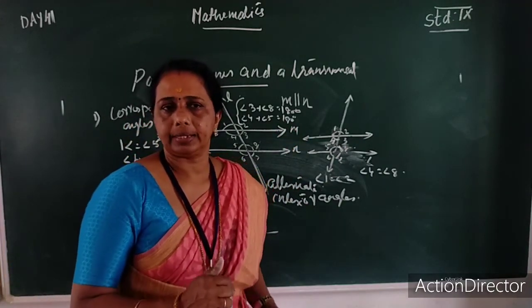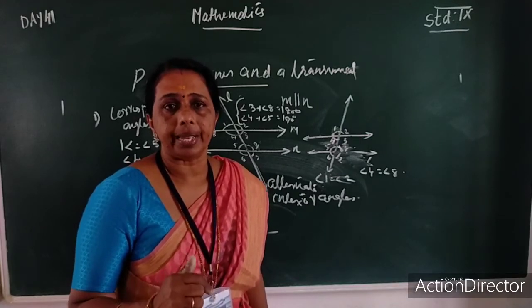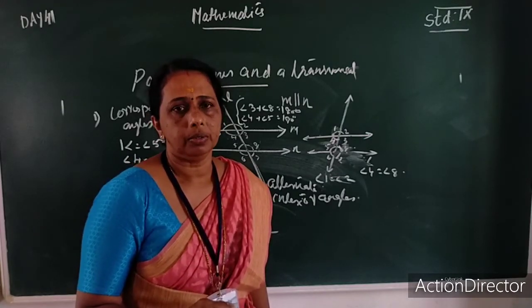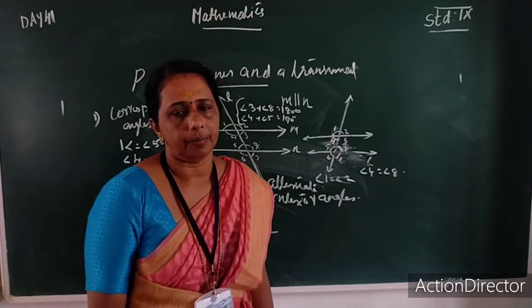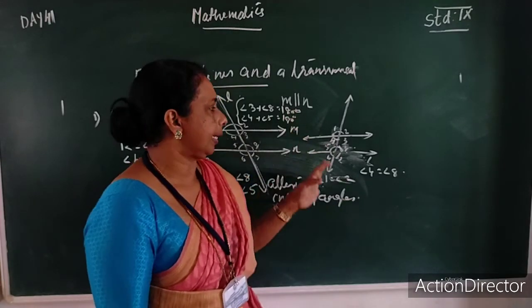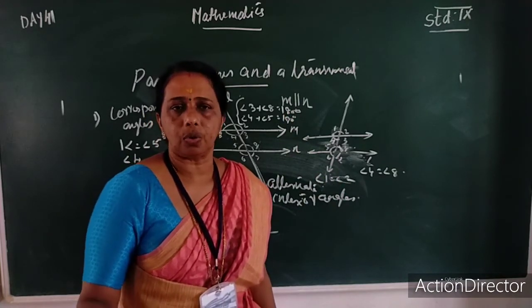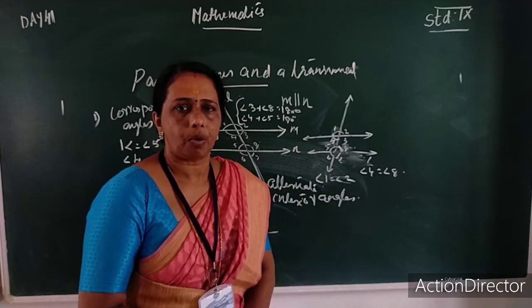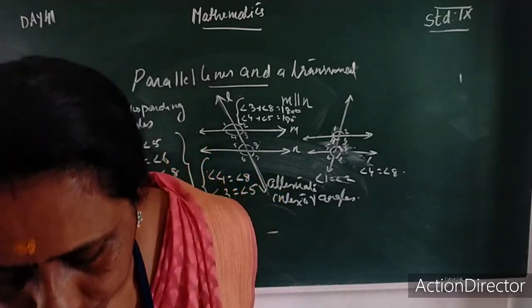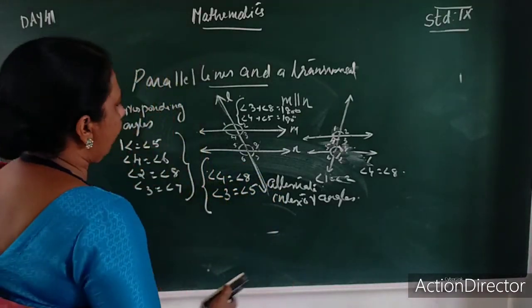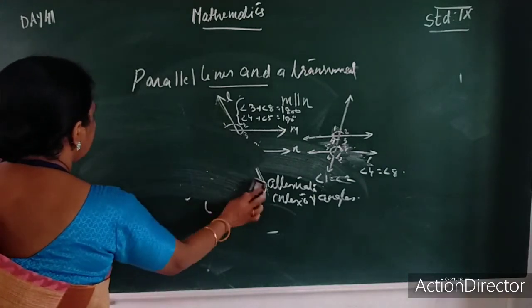These are the axioms and theorems based on when two parallels are intersected by a transversal. Based on these theorems and axioms, we have to solve the next exercise problems. Then one more thing: lines parallel to the same line.